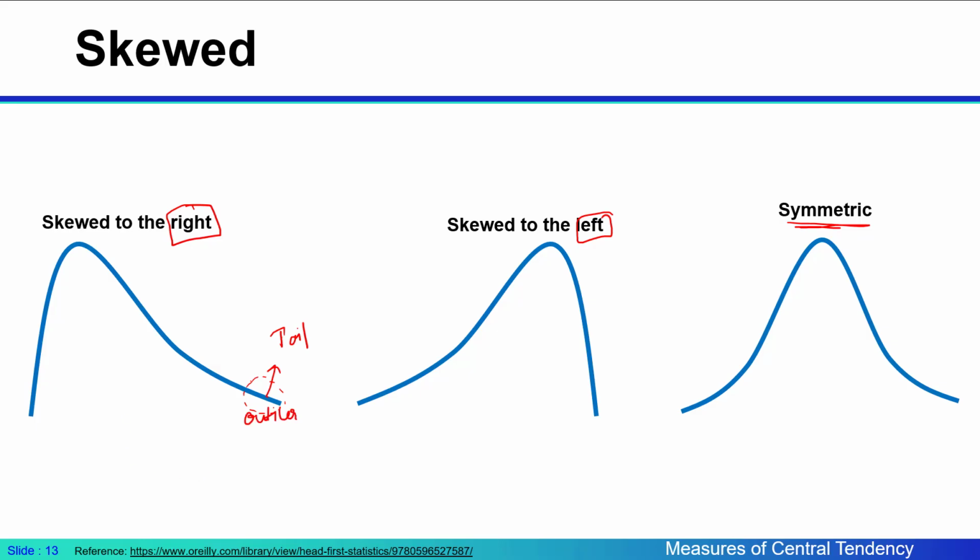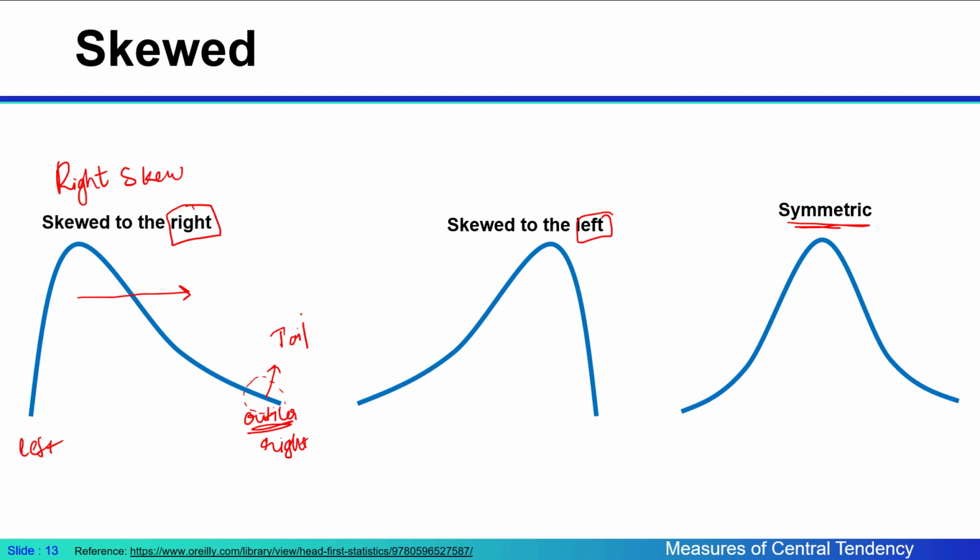Okay, so what it means: if this is my left side and this is my right side, the tail is usually observed on the right side, and in this tail you usually find the outliers. Because of these outliers, our distribution gets skewed towards them, and because of this our mean will also shift towards the right side, and hence this kind of skewed distribution is called right skew.